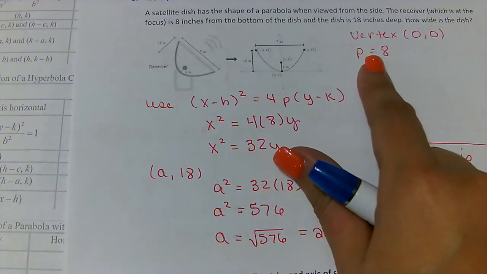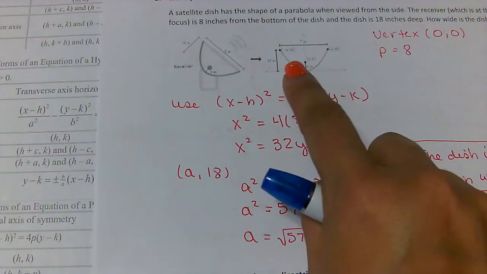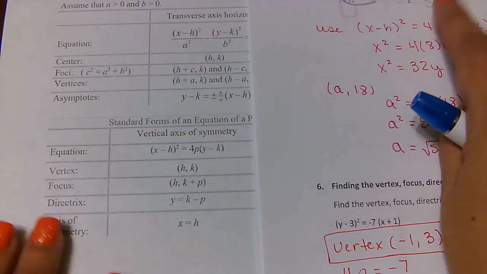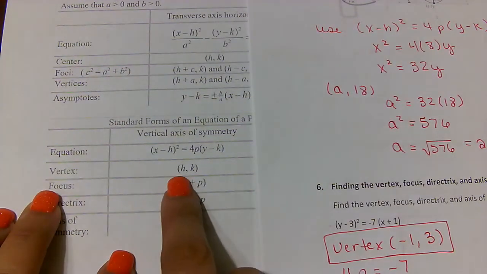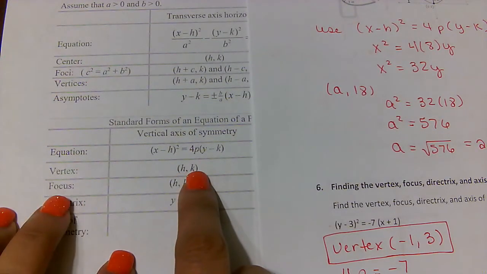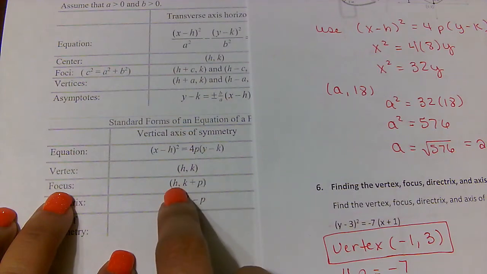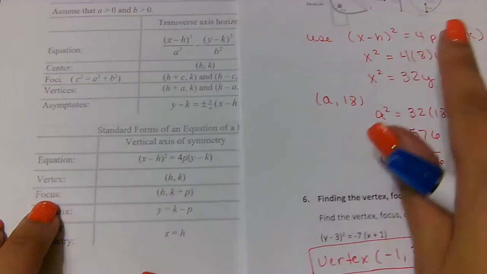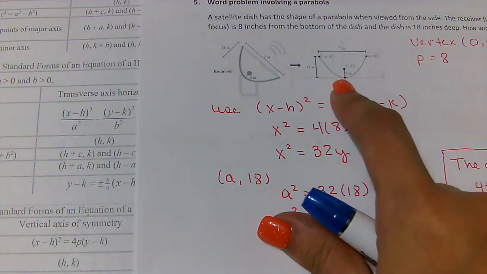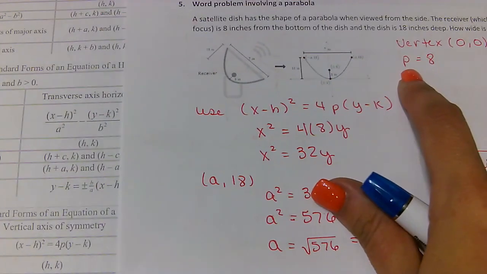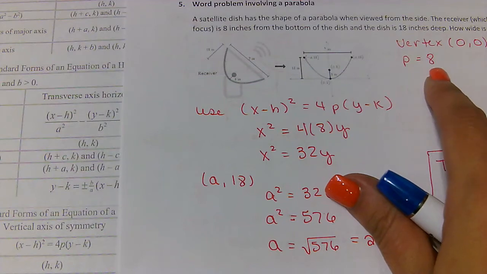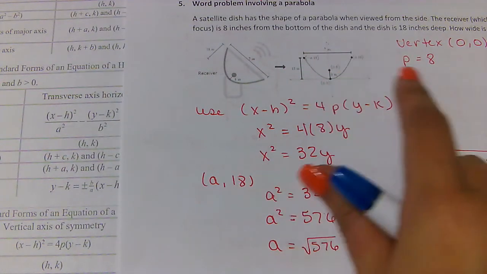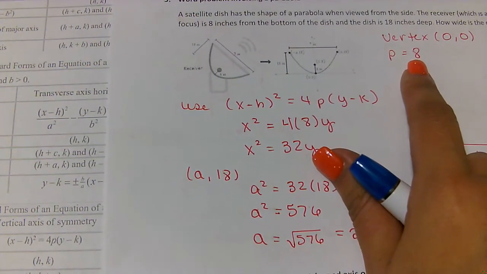In order to solve for p, we know that our p is from our focus down to the vertex. If you forget this, remember that the vertex in this case is (h, k), and the focus is going to be (h, k plus p), and the difference is going to be p. So here, if I know that the distance is 8, I can say that p is equal to 8. Since it's opening in an up direction, I know that this is going to be a positive 8.